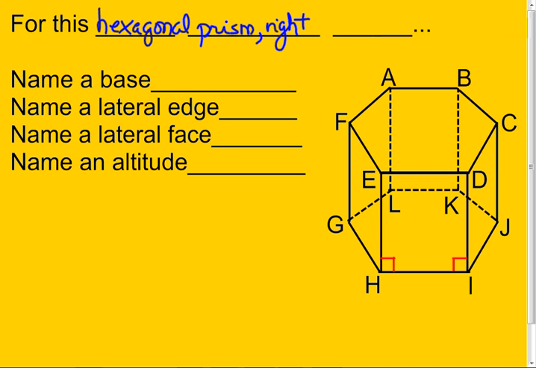There's two bases, so that's two. How many lateral faces are there? There's 6, so it's an octahedron. Totally, there's 8 polygons.